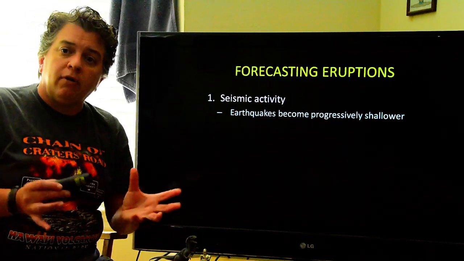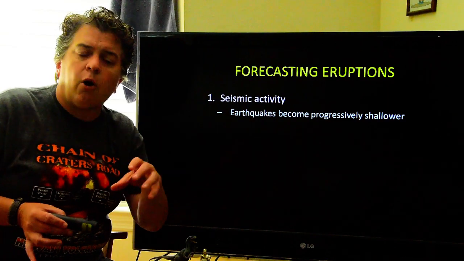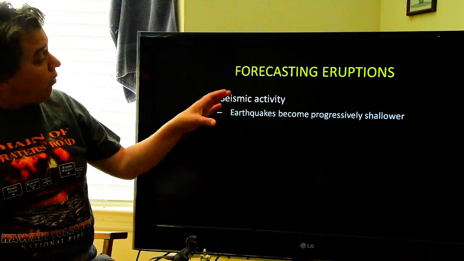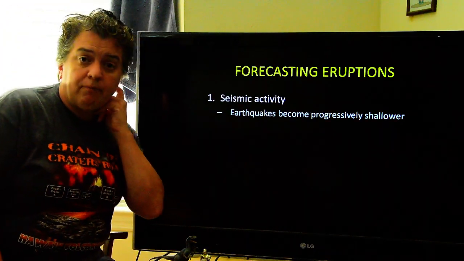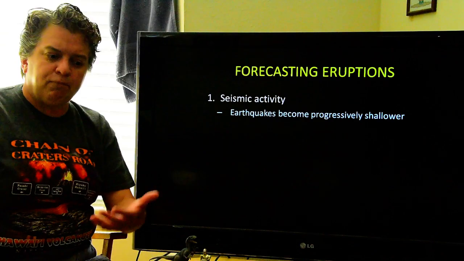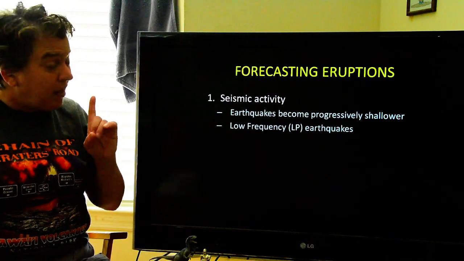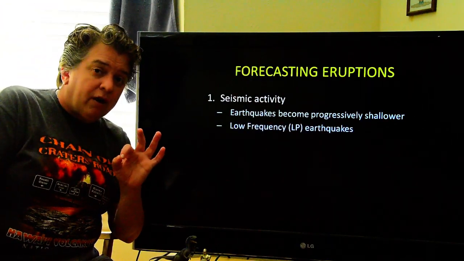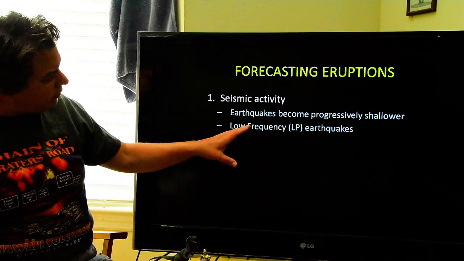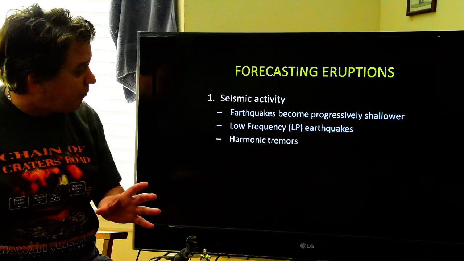It's actually multiple lines of evidence working together that give us a good picture of what's going on in the volcano and let us figure out when it might erupt. One of the things we look at is seismic activity, earthquake activity. Earthquakes, when you have magma rising, get progressively shallower because that magma coming to the surface is what's causing the earthquakes. But you also get earthquakes that are very different from, let's say, your tectonic earthquakes. You get these things called low frequency or LP earthquakes, and these are caused by magma movement.